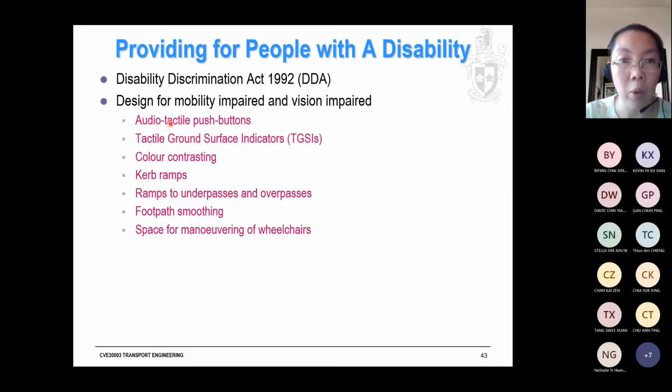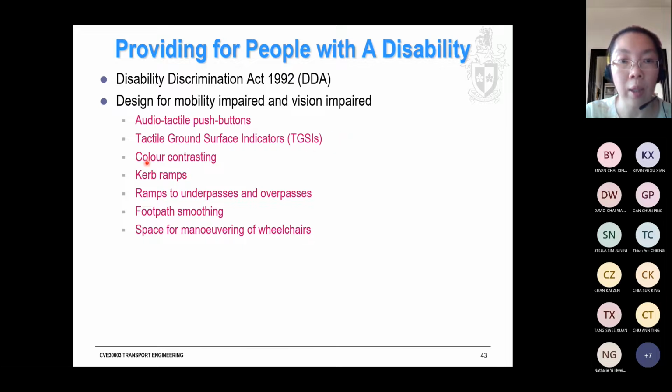Audio tactile is because it's a combination of audio, and then you also need to put in tactile for visually impaired ones, because they not only listen, but when they are walking with their guide stick, they would need to feel on the ground. Where are the directions? Are there any hazards in front? That's where the tactile ground surface indicators come in. So we'll discuss this towards the end of the lecture.